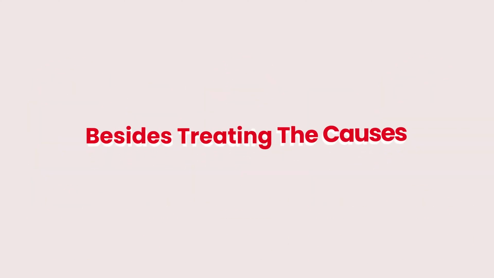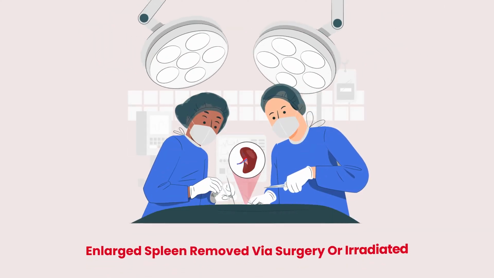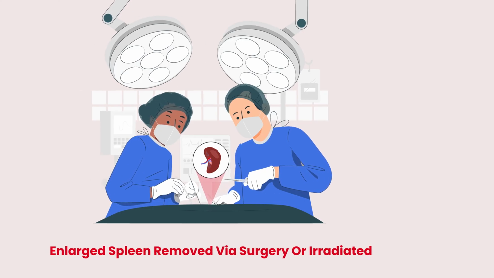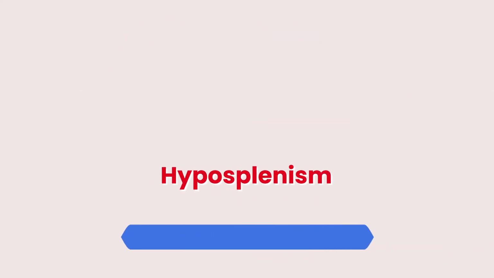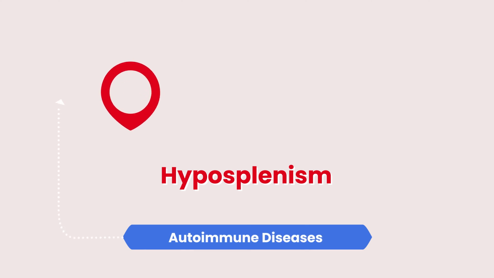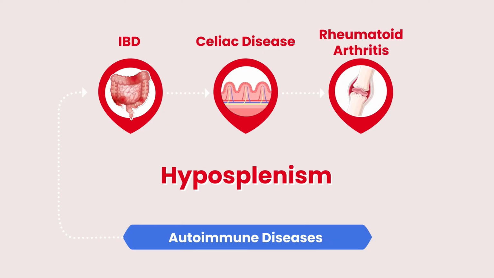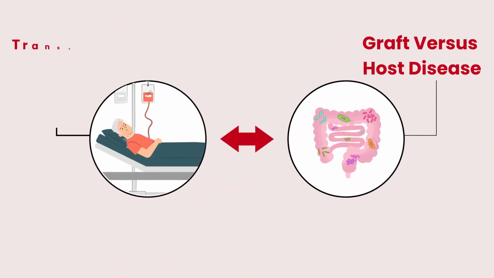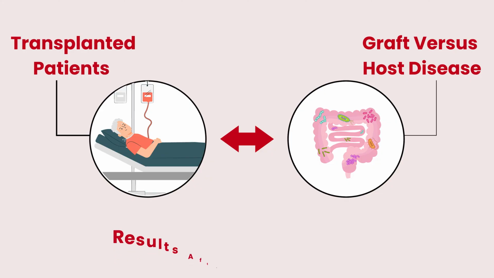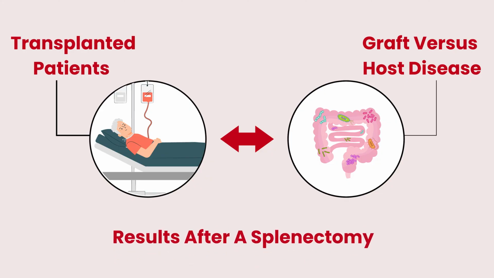Besides treating the underlying cause, the enlarged spleen can be removed via surgery, for instance a splenectomy, or irradiated. Hyposplenism, on the other hand, is often related to autoimmune diseases such as IBD, celiac disease, and rheumatoid arthritis, sometimes occurs in graft versus host disease in transplanted patients, or results after a splenectomy.